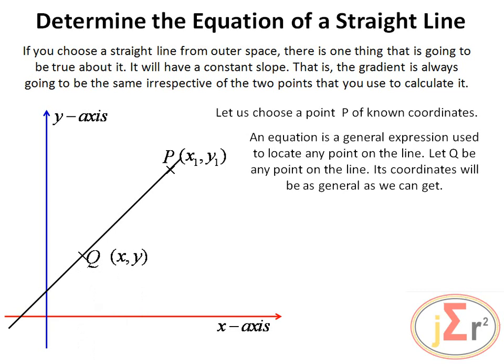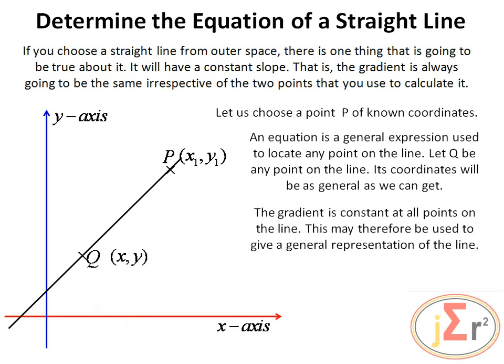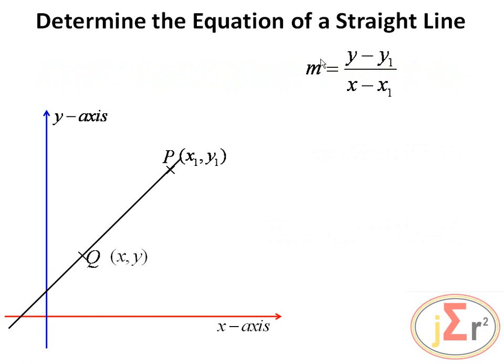Now remember, it is the gradient that is consistent on the line, and that can also be used to determine the gradient of the line. So the gradient is a constant at all points on the line. This may therefore be used to give a general representation of the line. So what is the gradient? We can say y minus y1 over x minus x1. Here we have it again, y minus y1 over x minus x1. That is the gradient that we'll have.